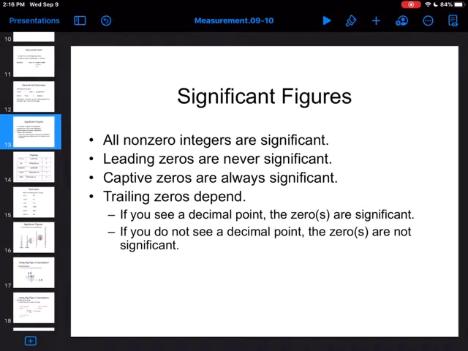Today we're going to start off with learning about significant figures. I'm not sure if they try to teach you this in the middle school. Some teachers do, some teachers don't, but nonetheless here we are in chem. We have to know about significant figures.